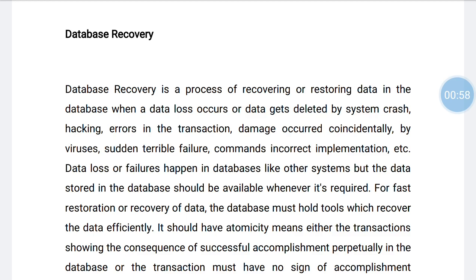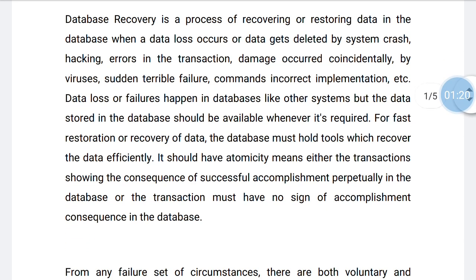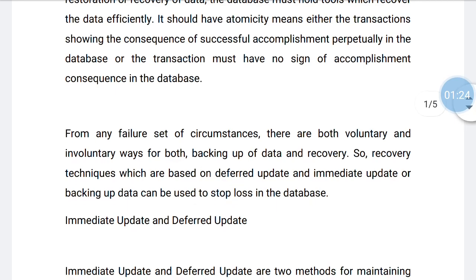For fast restoration or recovery of data, the database must hold tools which recover the data efficiently. It should have atomicity, meaning either the transaction shows the consequences of successful completion permanently in the database, or the transaction must have no sign of completion consequences in the database.